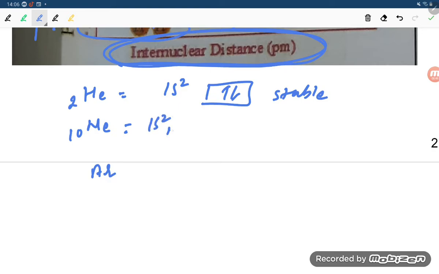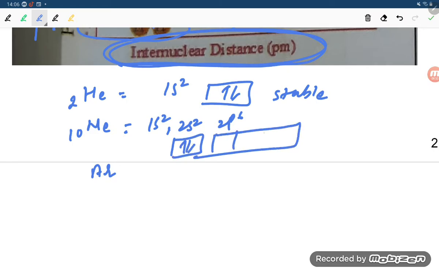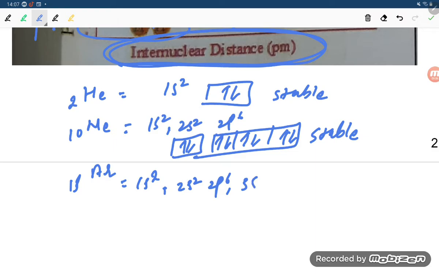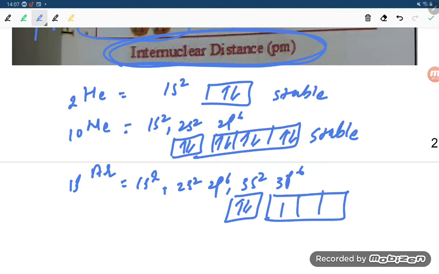So 1s2, 2s2 and 2p6, if you see, student, it also has a completed octet. You can check: 1 2 3 4 5 6. So this is also stable. If you take argon, it is 1s2, 2s2, 2p6, 3s2 and 3p6. So you will find it also has the octet completed, 1 2 3 4 5 and 6. So this is also stable.